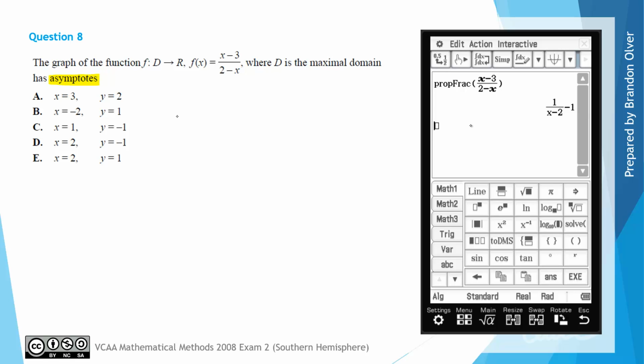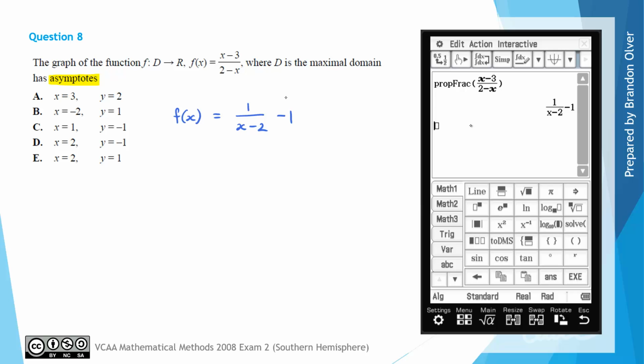So from the calculator, we can see that f of x can actually be written as 1 divided by x subtract 2, with a negative 1 at the end. And we can now identify, using our knowledge of a hyperbola function, what the asymptotes would be.